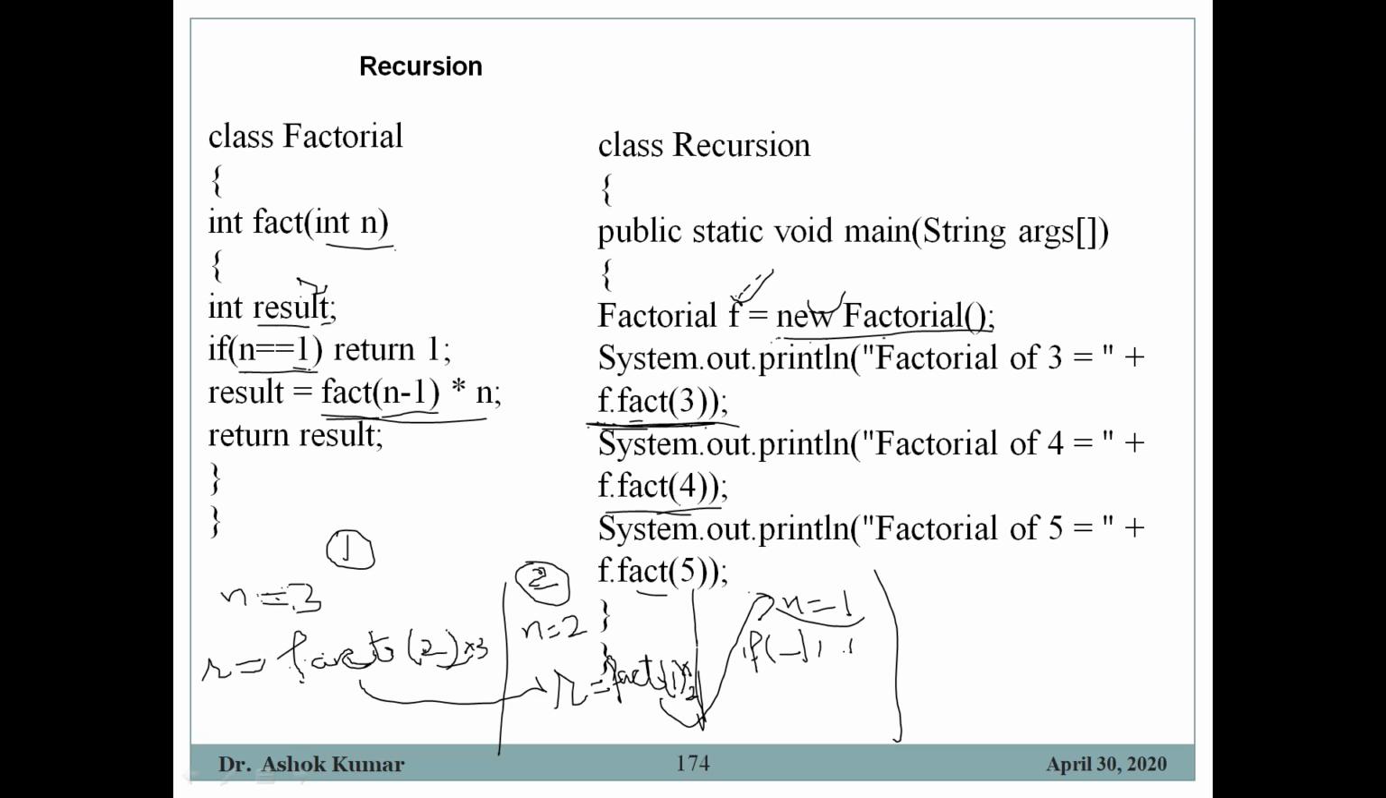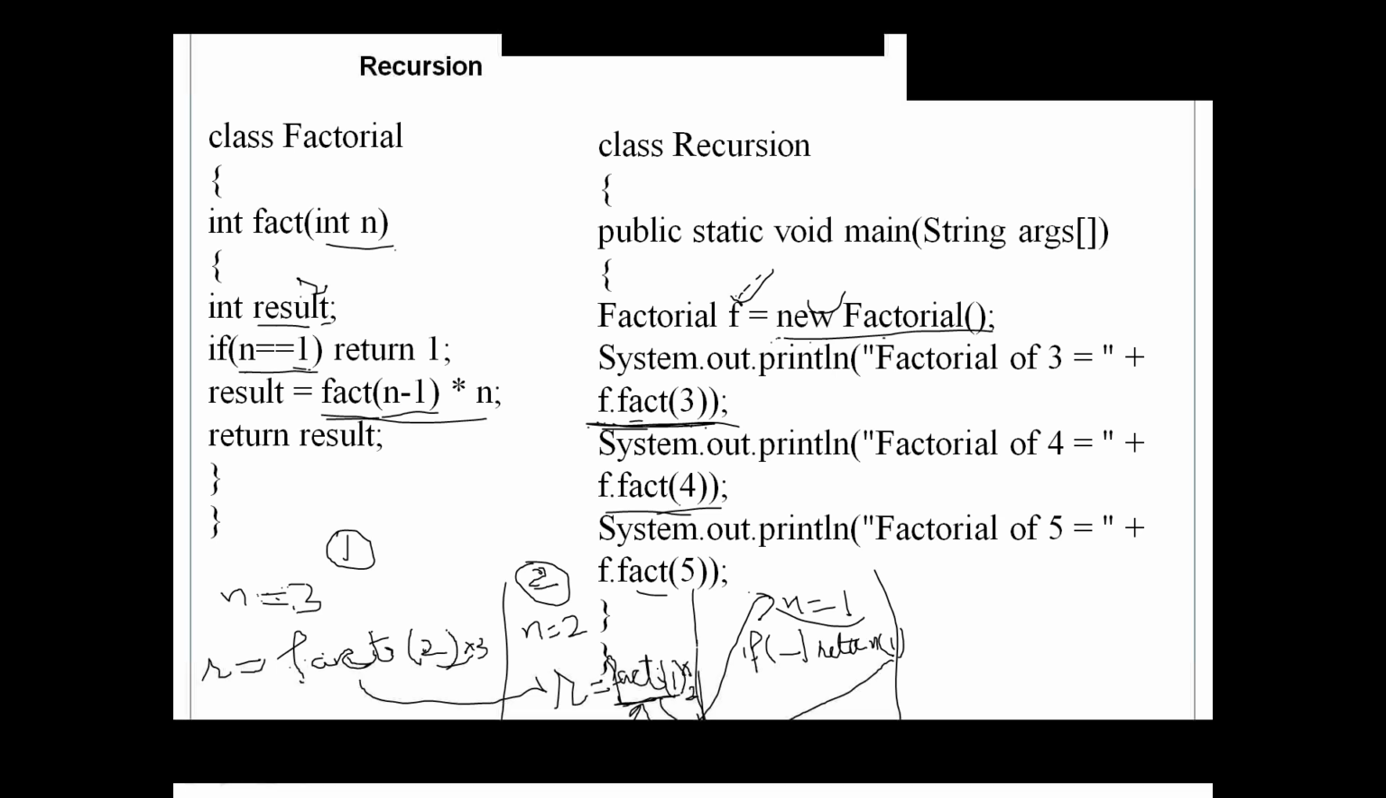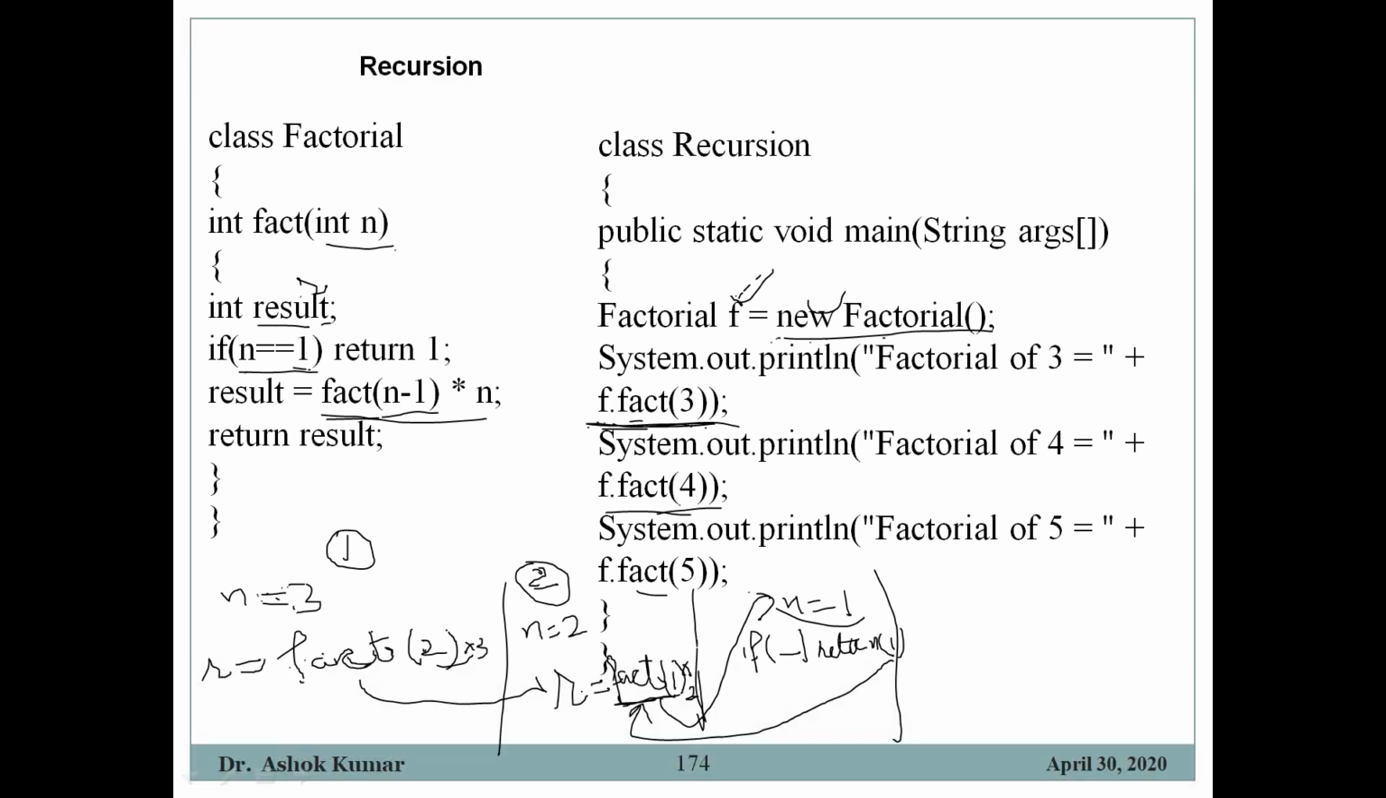When it returns this 1, because there is a return statement, this 1 will be transferred back to the function from where it was called. So this 1 will be returned back to the second copy. That means the result of fact 1 is 1. Now the multiplication will be performed: 1 into 2 is 2.